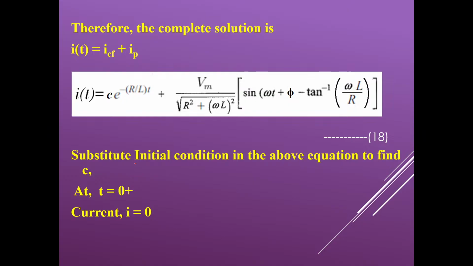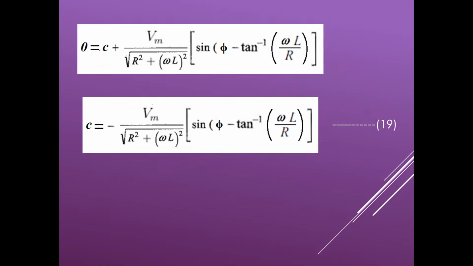Why do we implement initial conditions? Our main aim is to find the arbitrary constant C value. So to determine C, consider the initial conditions. Substitute t equal to 0 plus and current equal to 0. If you substitute, you will get 0 equal to C plus Vm by root r square plus omega L square into sine phi minus tan inverse omega L by r. So C is equal to minus Vm by root r square plus omega L square into sine phi minus tan inverse omega L by r. Consider it as equation number 19.